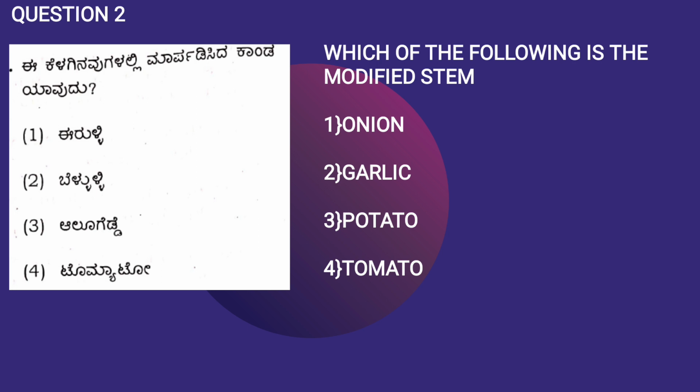Question number 3. Which of the following is the modified stem? They are asking the stem. Which is the modified stem? The options are onion, garlic, potato and tomato. Here the answer will be 1 and 3. If at all this question arrives and the same options are given, you can opt for potato because the KPSC has provided potato as its answer. But do remember that 1 or 3 both are correct answers.